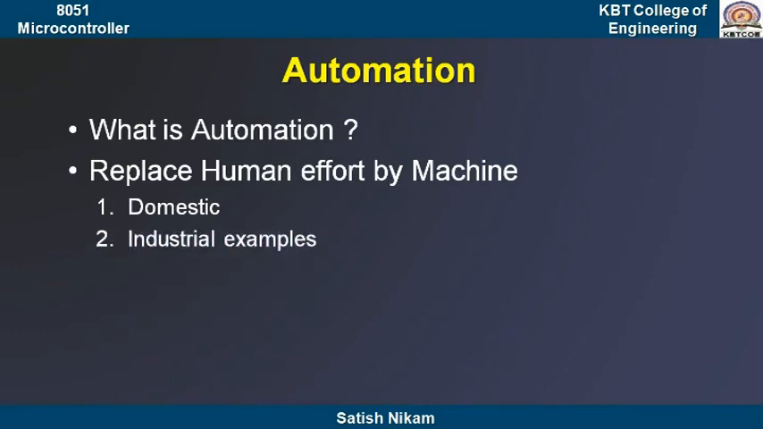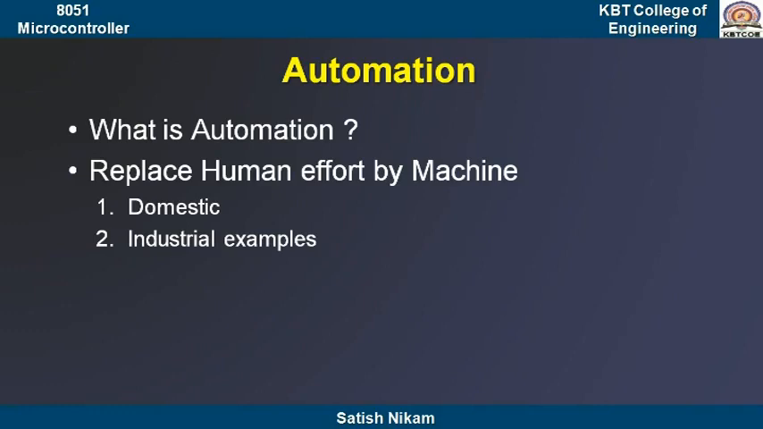In the same way, in the industrial environment, we are using automation for maintaining the temperature of different processes, to control the flow through a pipeline, to control the level of a tank, to control the pressure in a particular tank. These are the number of automation examples we can see in industry.